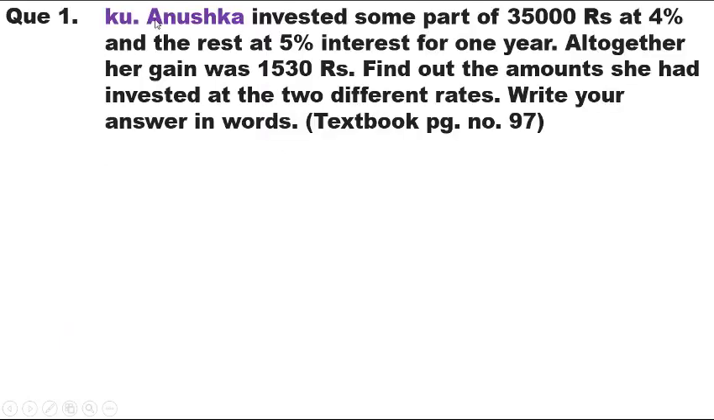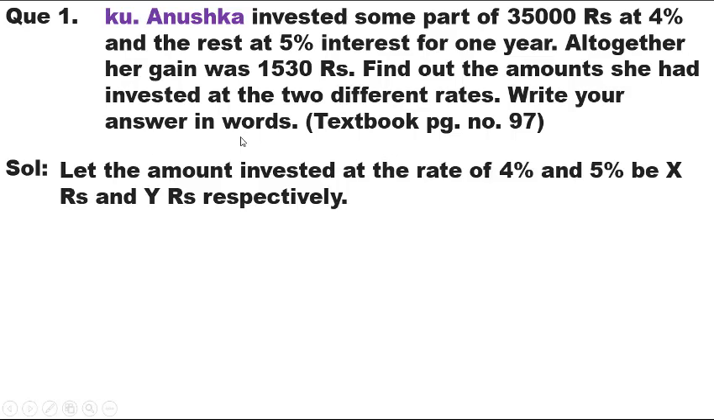Practice set 6.1 textual question and activities. Question first. Kumari Anushka invested some part of the 35,000 rupees at 4% and rest at 5% interest for 1 year. Altogether, her gain was 1,530 rupees. Find out the amount she had invested at the two different rates. Write your answer in words.